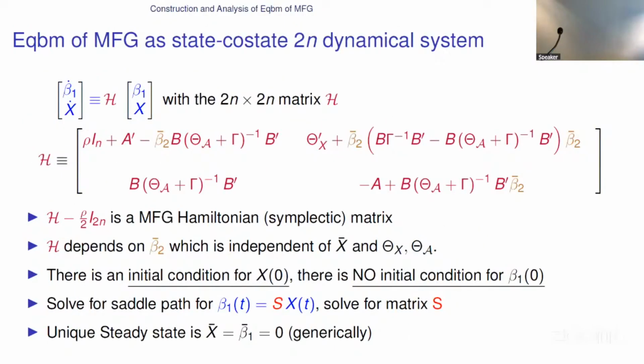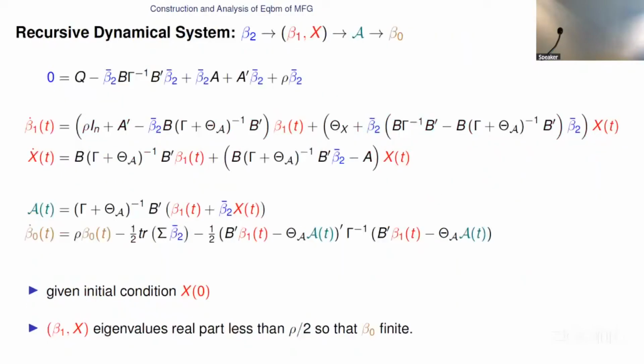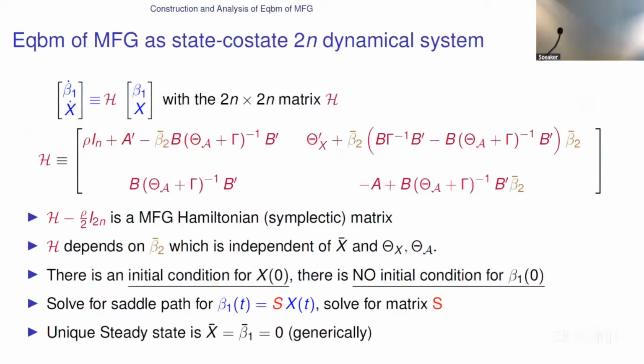Okay, so now I'll do it. What I'm going to do is take beta 1 and solve it as a function of x. So I'm going to make beta 1 a function of x. So this is the system. I just copied it again. This is a matrix. That's a matrix there.